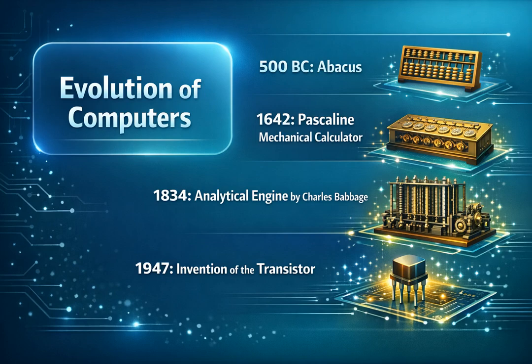Computers didn't always look like laptops. The evolution started as early as 500 BC with the manual Abacus. Then came mechanical calculators like the Pascaline in 1642. Charles Babbage's analytical engine in 1834 laid the groundwork, and the invention of the transistor in 1947 changed electronics forever.